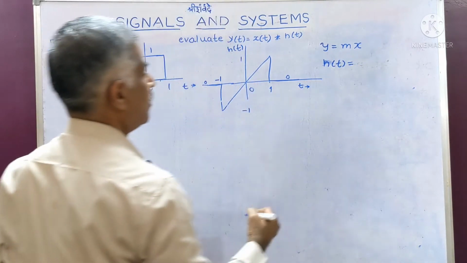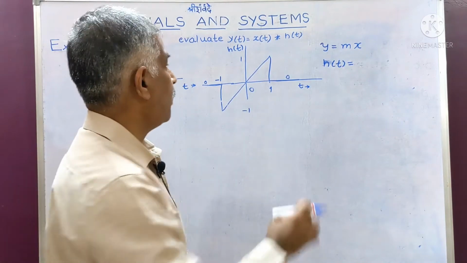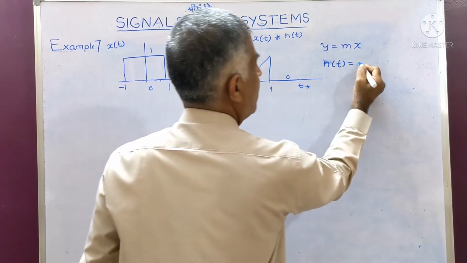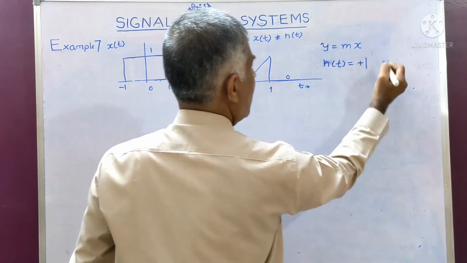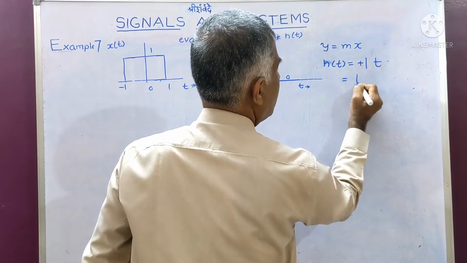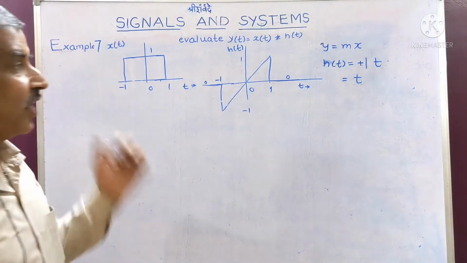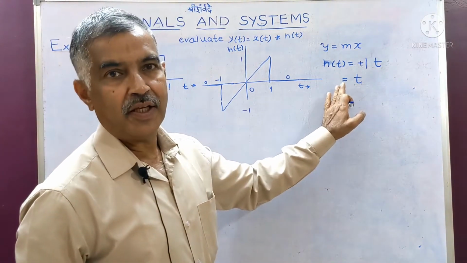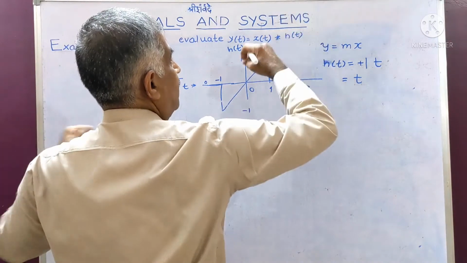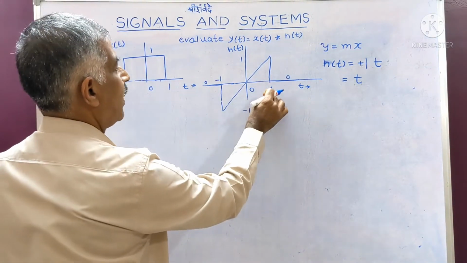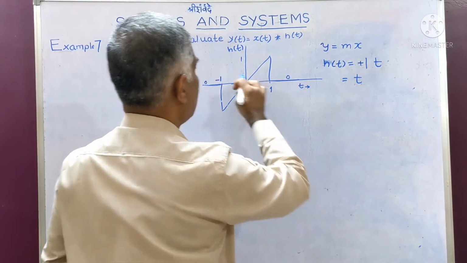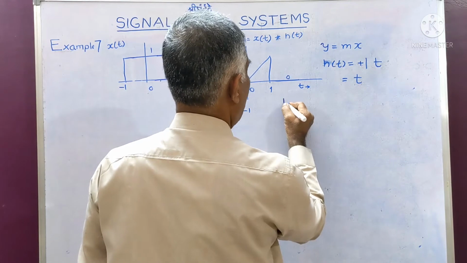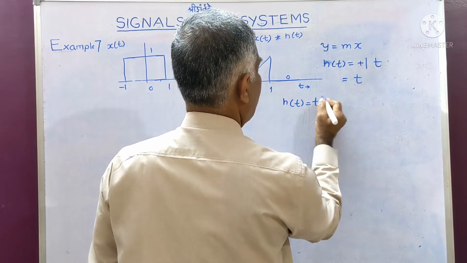h(t) is equal to slope times t. Slope is tan theta, opposite side by adjacent side, 1 by 1, so 1. It is positioned like this, so the slope is plus 1, and in place of x you write t. Therefore h(t) equal to t is the equation. If you write t, it will extend forever on this side, but between minus 1 and 1 only it is t. Therefore, use a gate function.